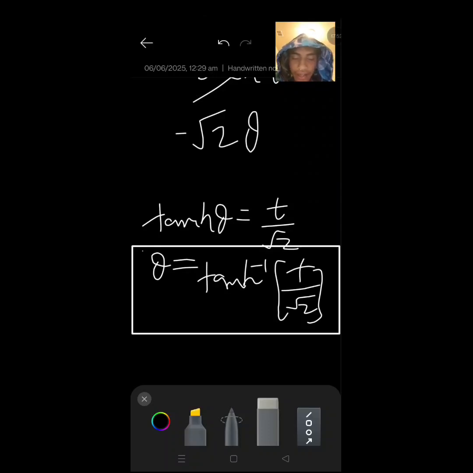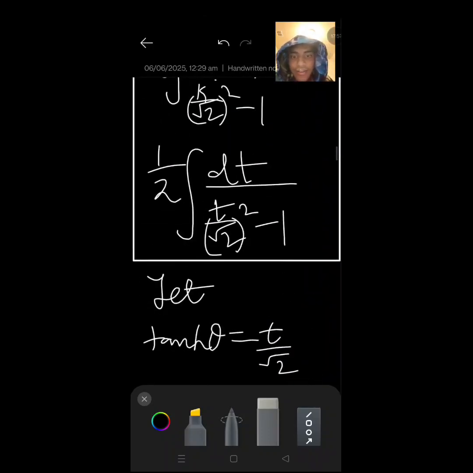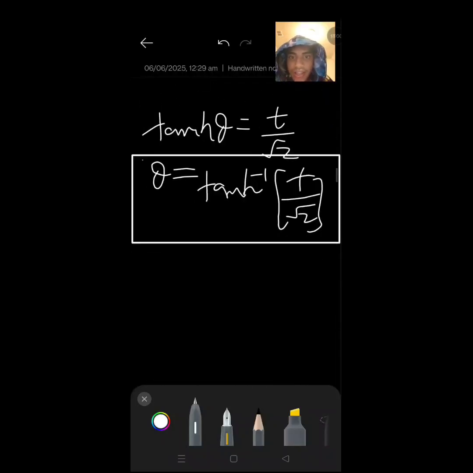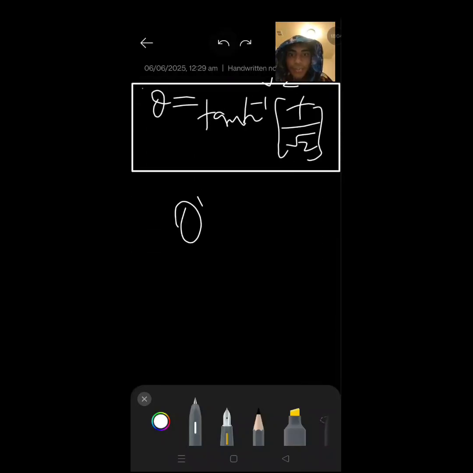This part of the integral is set, but that part of the integral, again, instead of tangent, it's hyperbolic tangent. So we also change theta. Instead of theta, I'll use phi to identify that.